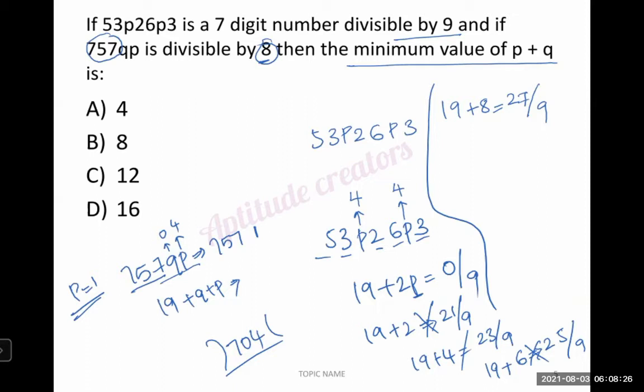70704. Now what is he asking? P plus Q he is asking. P is equal to 0 and Q is equal to 4. That is, 4 plus 0 will give the result as 4. Answer is option A.